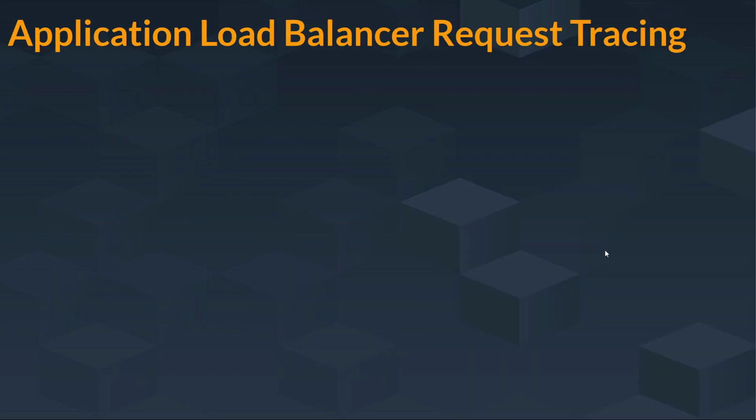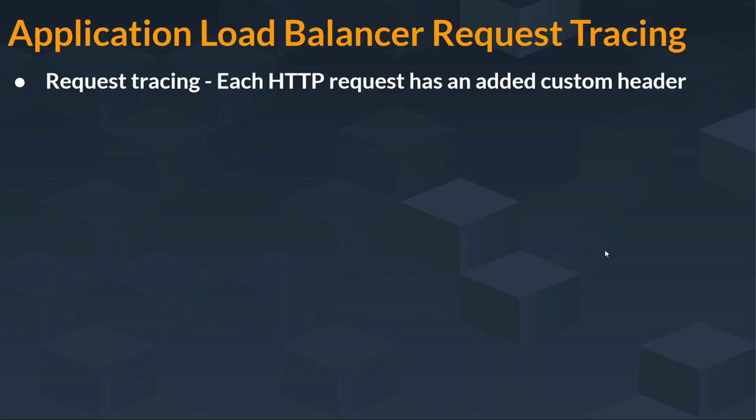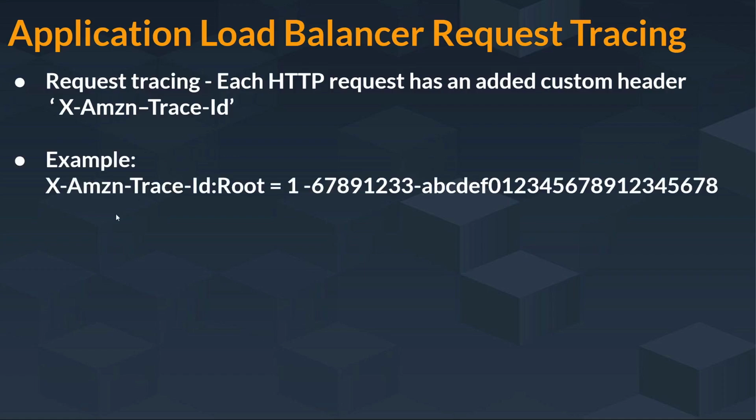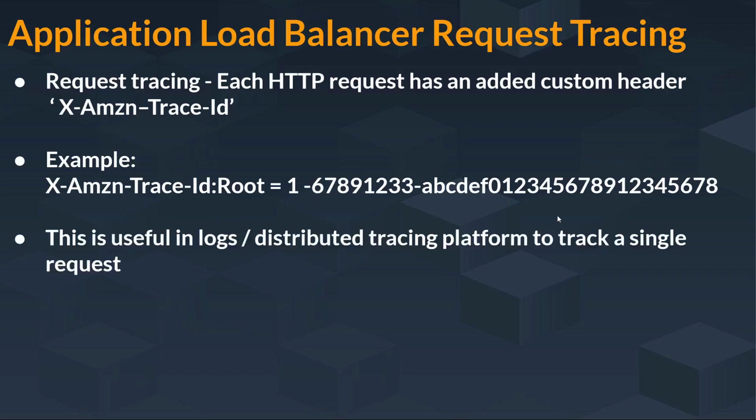That's it. Next is application load balancer request tracing. Each HTTP request has an added custom header, for example X-Amzn-Trace-Id, and it will look like Root=1-whatever the number is. This is useful in logs, when you have access logs or other logs where you save those logs.